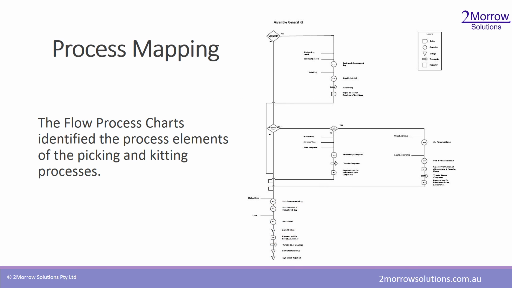The flow process charts identified the process elements of the picking process and the kitting process for the various products manufactured by the client. These process elements were analysed in detail during the subsequent MTM-2 analysis.